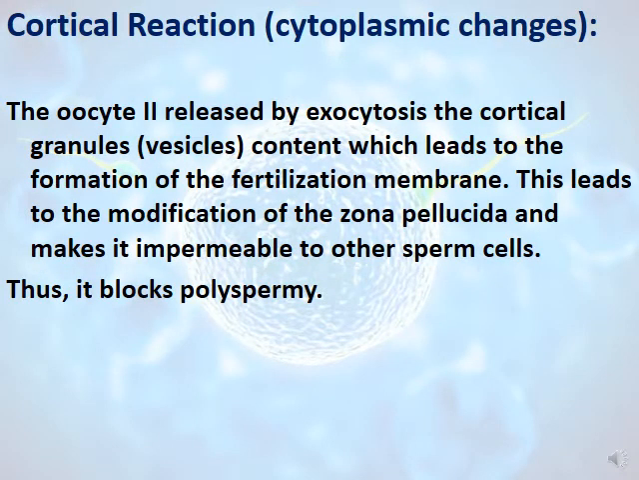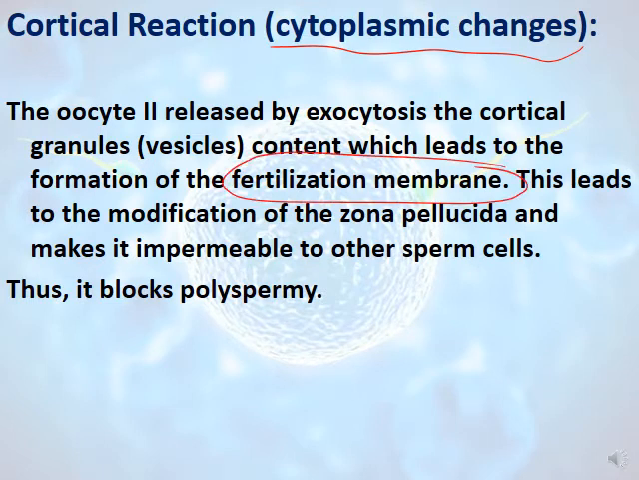Cortical reaction: we have cytoplasmic changes, where the oocyte 2 releases by exocytosis the cortical granules, the vesicles, which lead to the formation of the fertilization membrane. This leads to the modification of the zona pellucida and makes it impermeable to other sperm cells. This will lead to the blocking of polyspermy, where more than one sperm would enter.